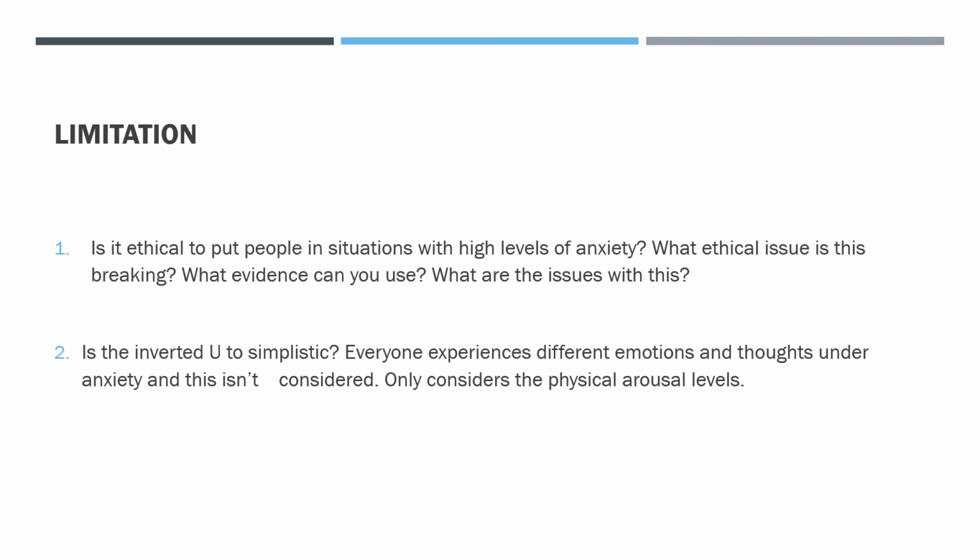And then number two, is the inverted U too simplistic? Everyone experiences different emotions and thoughts under anxiety, and it isn't considered. It only considers the physical arousal levels. That makes it simplistic and therefore quite reductionist. So that doesn't consider each individual's reaction and how each individual performs under stress generally. So that is your other weakness. So you need two weaknesses, two strengths. I've given you three weaknesses. Pick whichever two you are the most comfortable writing about.